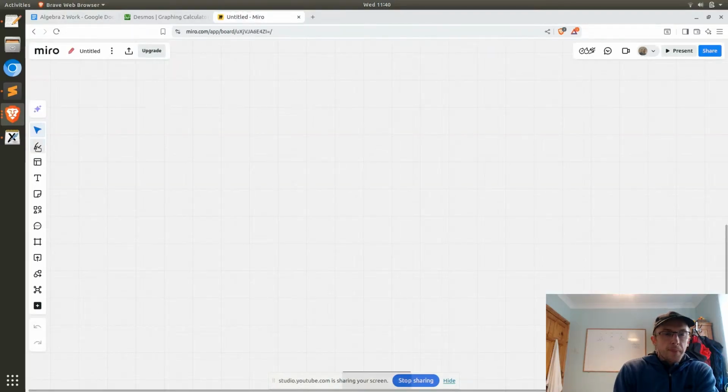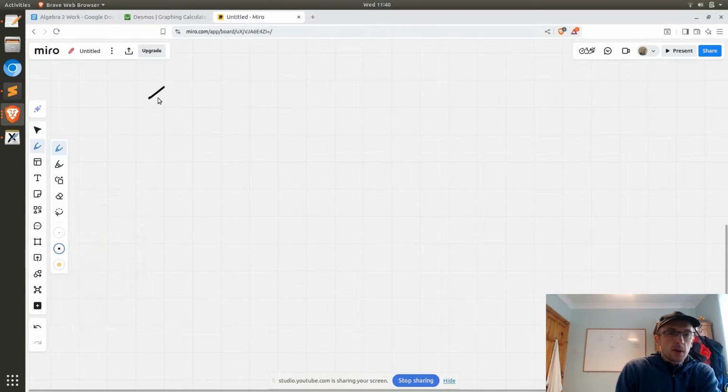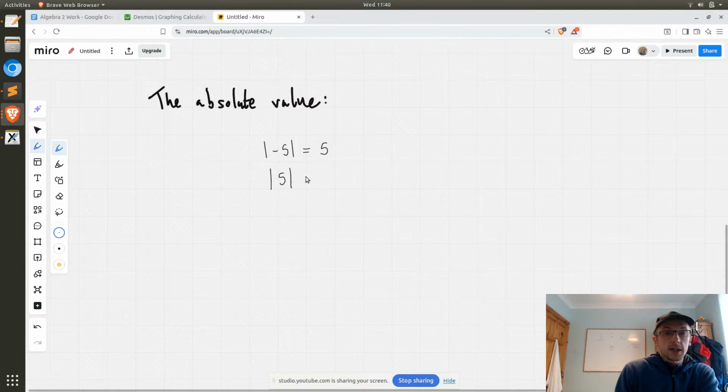Let's review the absolute value function. It's real simple. The absolute value of -5 is 5. And the absolute value of just regular 5 is 5. It forces whatever is inside this pair of bars to be its positive self. And indeed, the absolute value of 0 is 0.